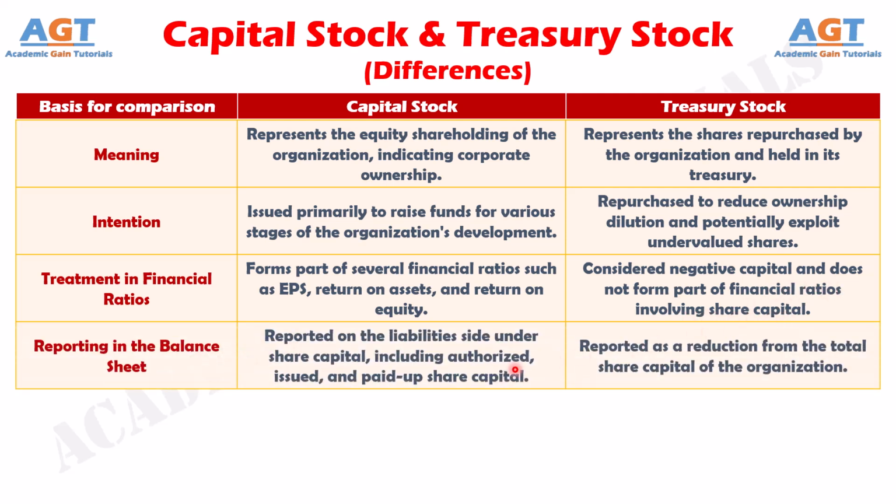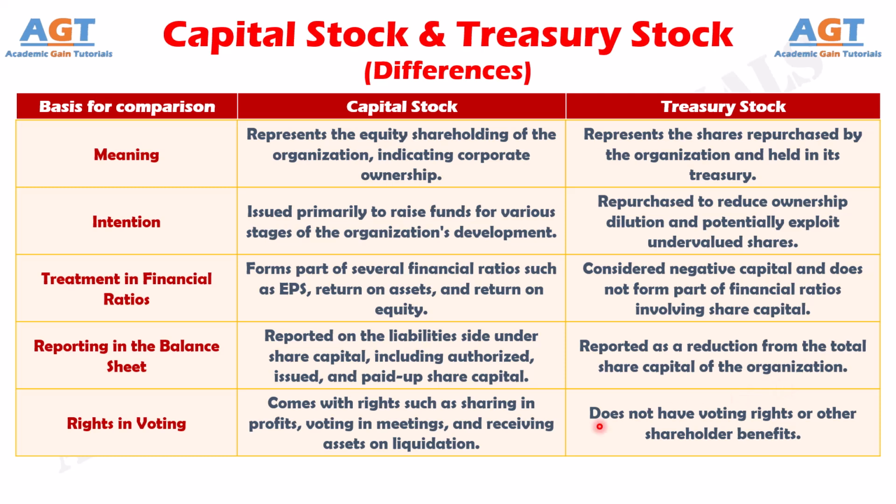Number 4. Capital stock is reported on the liabilities side of the balance sheet under share capital, including authorized, issued, and paid-up share capital, while treasury stock is reported as a reduction from the total share capital of the organization.